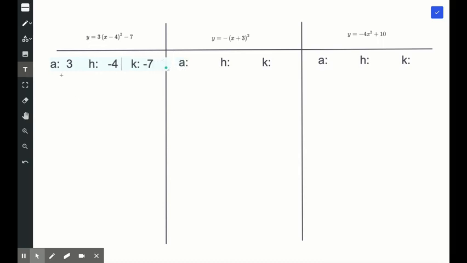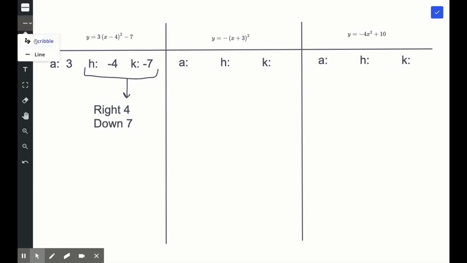Now, we just did this example. So we know that the H and K all affect how it moves left, right, up, or down. So this moves right 4, down 7, and this one is telling me that this is a vertical stretch by 3.